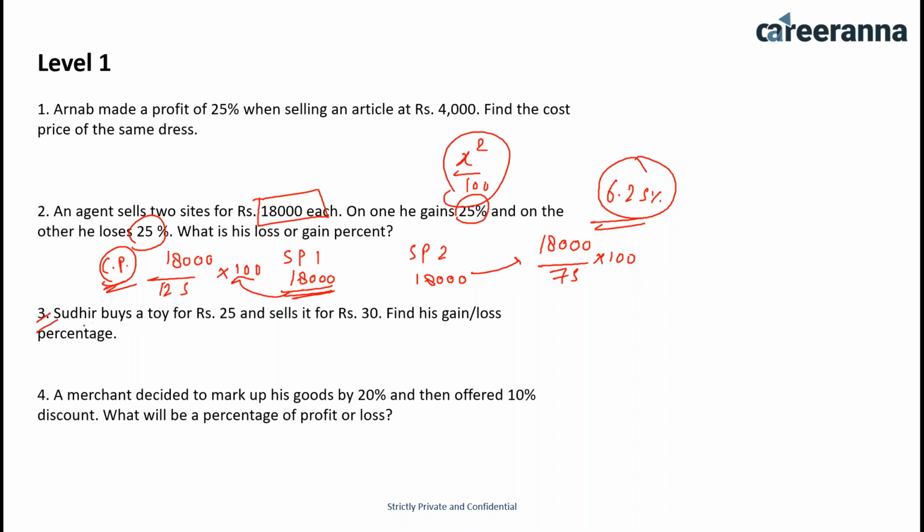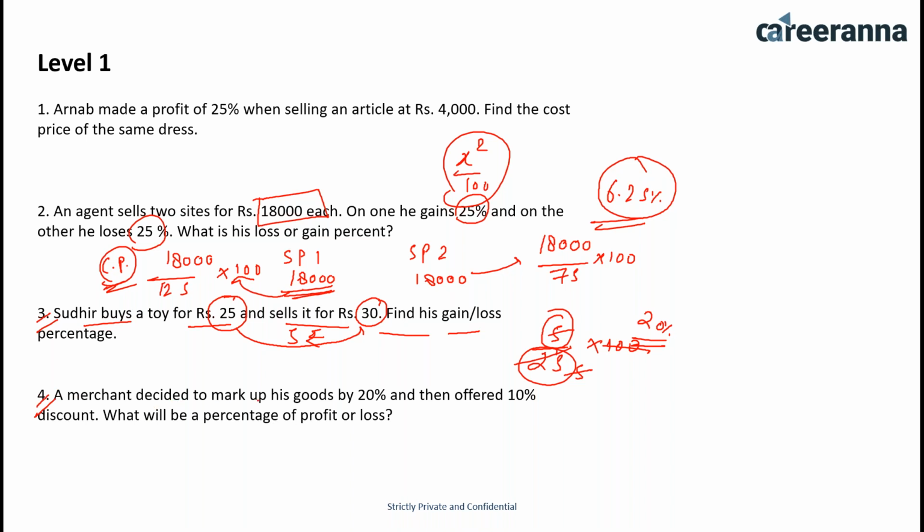Third question. Sudhir buys a toy for rupees 25 and sells it for 30. Find his gain or loss percent. Very good. Everyone is getting 20% gain. How? 25 is the cost price, 30 is the selling price. The difference is 5 rupees, and 5 divided by 25, the profit over the cost price, multiplied by 100. It is 1 by 5, and 1 by 5 multiplied by 100 is 20%. So gain percent is 20%. Very good. Fourth question we will do.